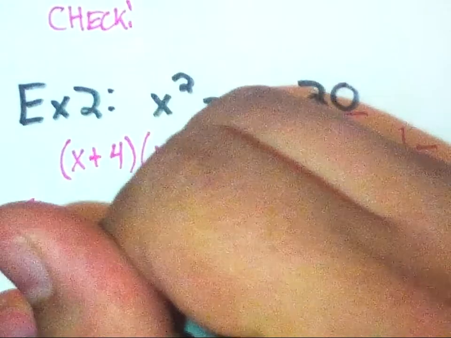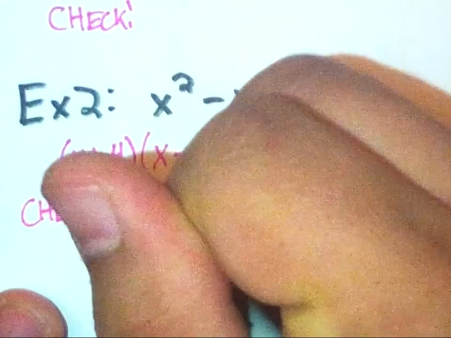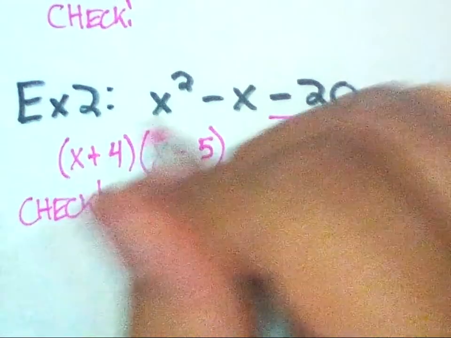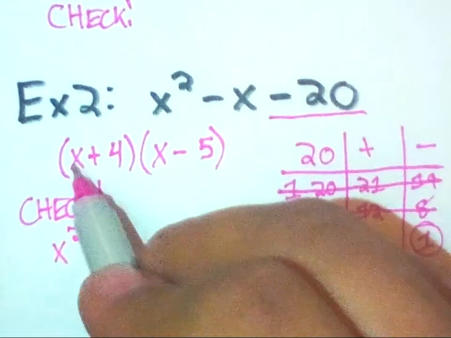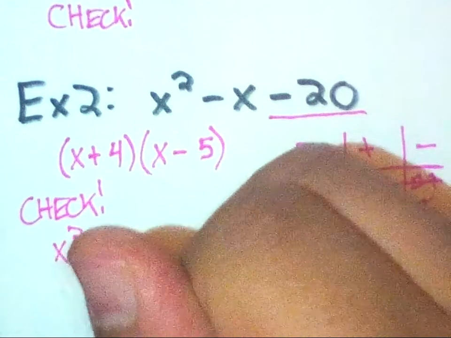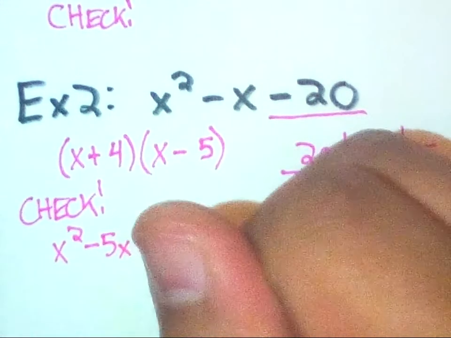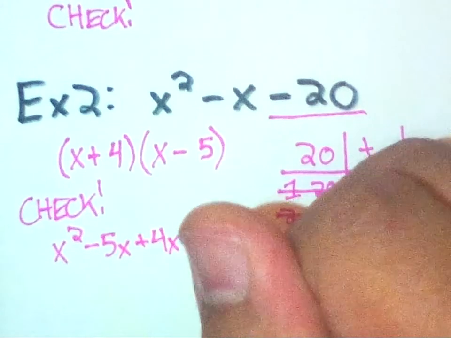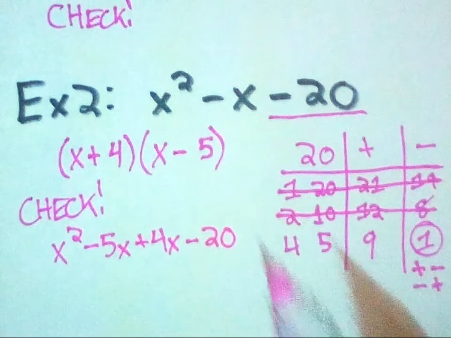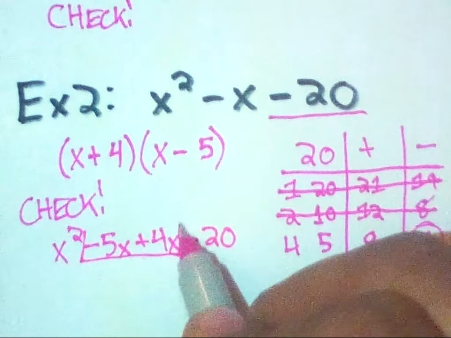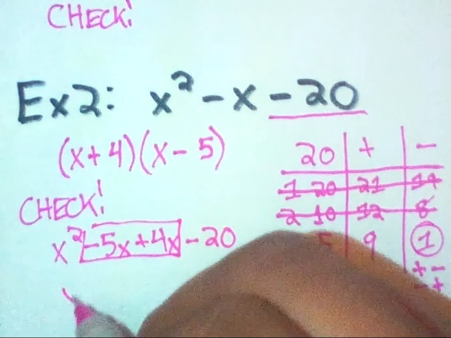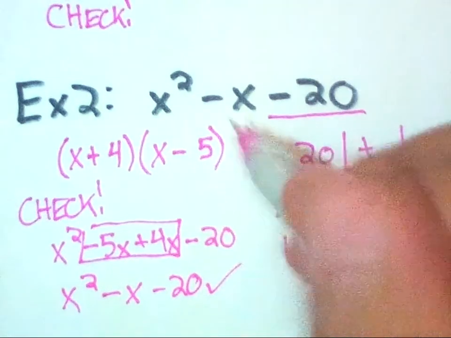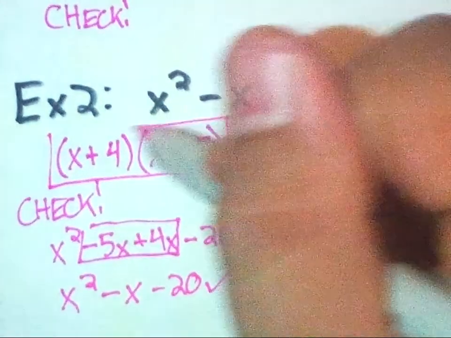Again, very easy to check these. Requires no effort at all. All you have to do is FOIL. So first times first. So first terms, that would be x squared. Outside, x times negative 5. That's minus 5x. Inside, that's plus 4x. And last, that's 4 times negative 5, which is minus 20. And as you guys can see, I can clean up right here, and I get x squared minus x minus 20. So it worked. This is indeed the answer.